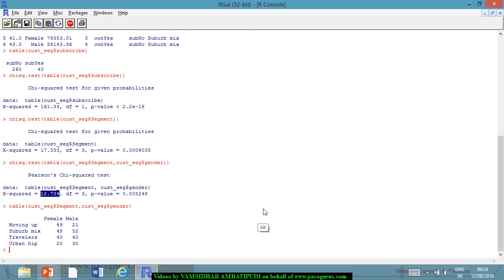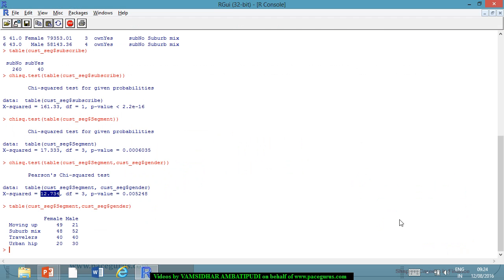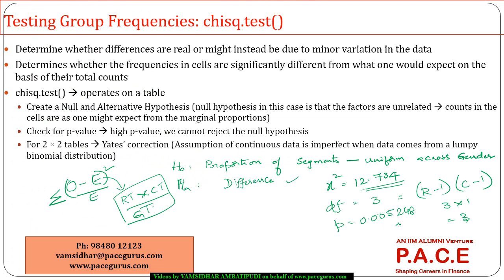Here the p-value is 0.005248, which is less than 0.05. So my decision goes in favor of the alternate hypothesis. The alternate hypothesis says that there is a significant difference in the proportions of the segments across the males and the females. So gender-wise there is a difference in the proportion. This is what we are going with, the p-value and the interpretation based on the p-value.